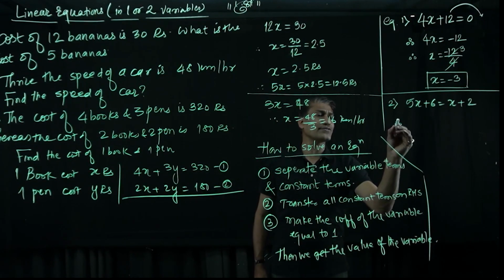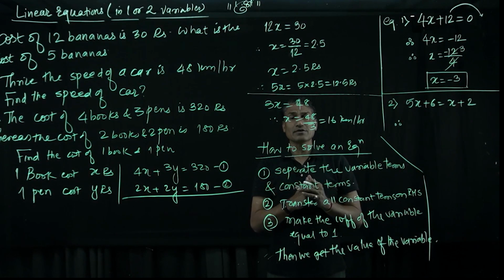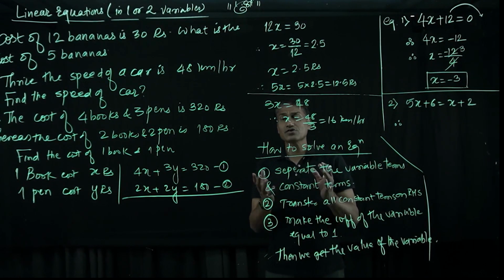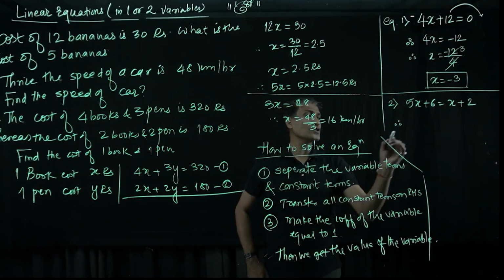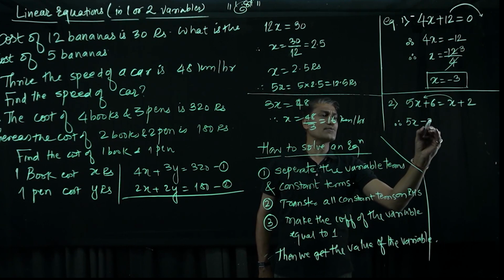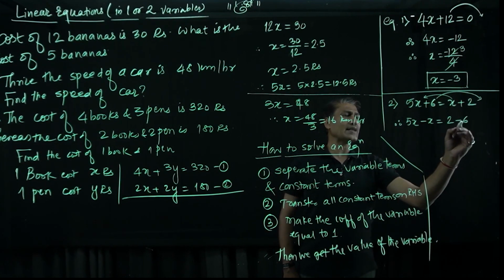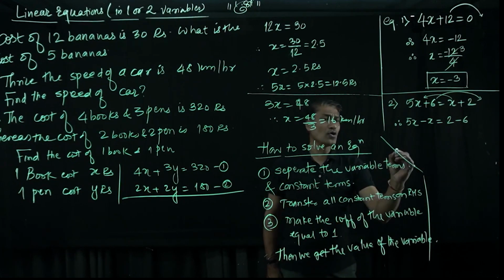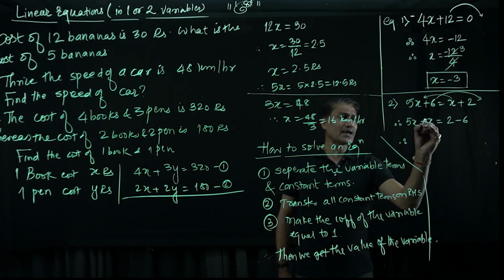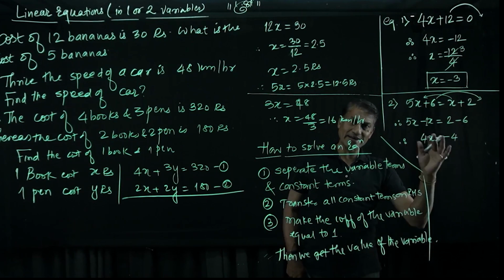So I will say, okay sir, this is called making like terms together, bringing like terms together. Birds of the same feather flock together. So I will say 5x, this will come here, it was plus x, becomes minus x, and this 6 goes on the other side, so 2 minus 6. Now 4x, minus x means minus 1x, will be 4x, and this is equal to minus 4. 2 minus 6 is minus 4.